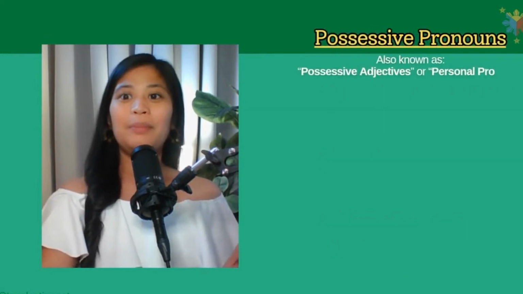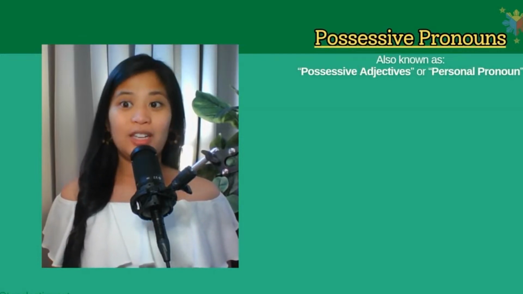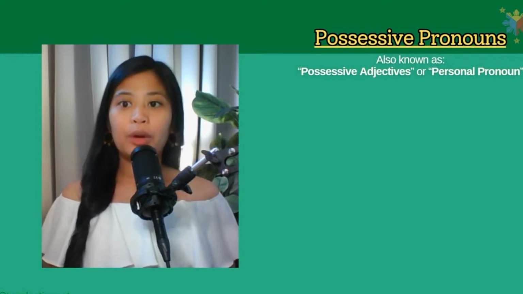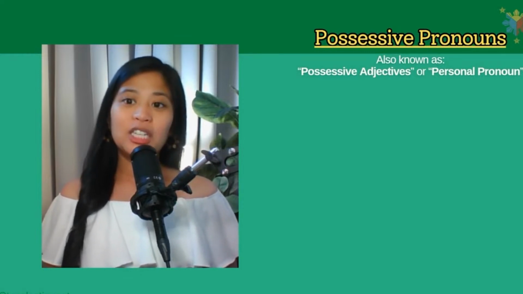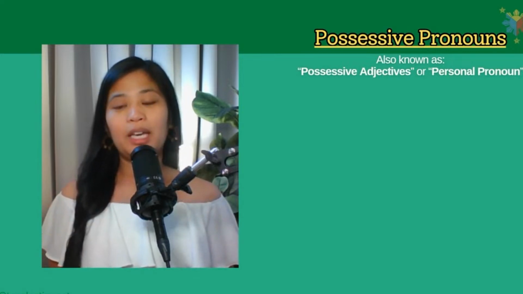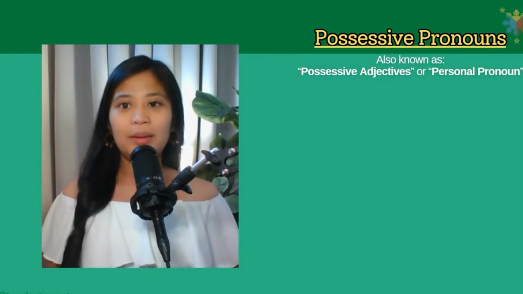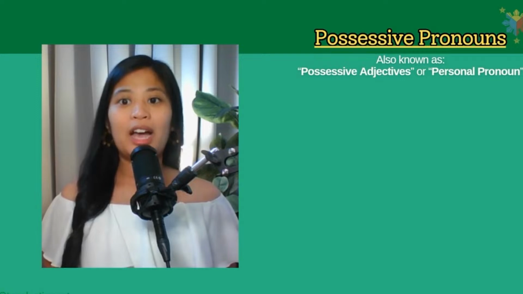All right, so a possessive pronoun sometimes can be called a possessive adjective or a personal pronoun. And an adjective is something that describes a noun. So if you were to say my house, you are kind of describing whose it is. It's mine, right? It's my house. So it kind of makes sense that sometimes it's called a possessive adjective.